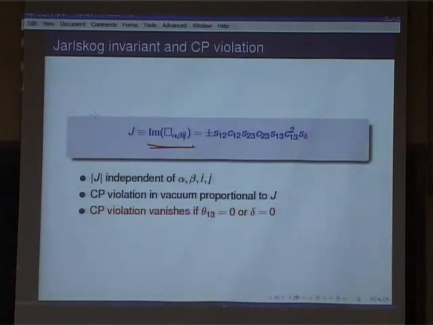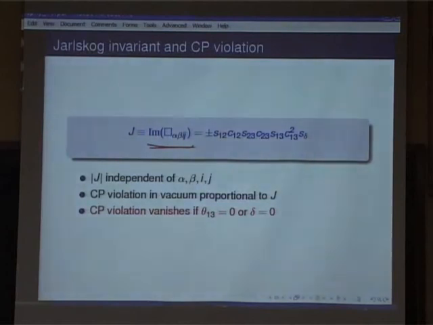So this J is called the Jarlskog invariant. Again, this is a Swedish lady, so therefore Jarlskog. So J is the Jarlskog invariant. This J is independent of alpha, beta, i and j. We already saw that the bracket was independent of phase changes. That's a different matter. The imaginary part of the bracket is independent of which row and which column you choose.